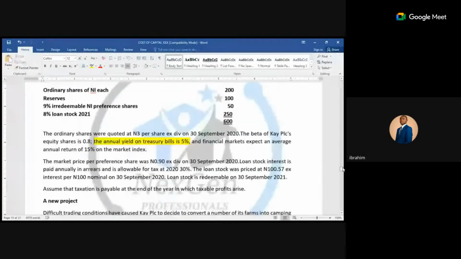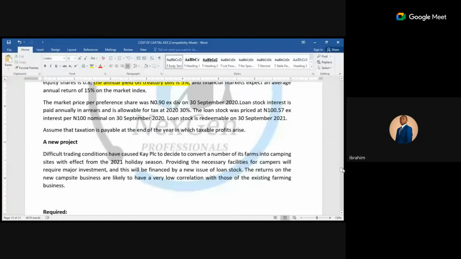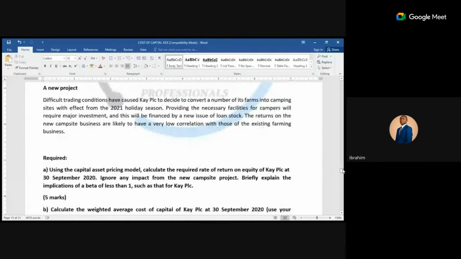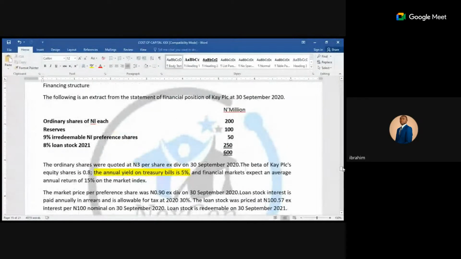Class, who can remind me that formula? We should not forget that capital asset pricing model is a method of estimating cost of equity. Then what is the formula, class? No, I need to call names. Wait, okay, calm down now. I'll call him.